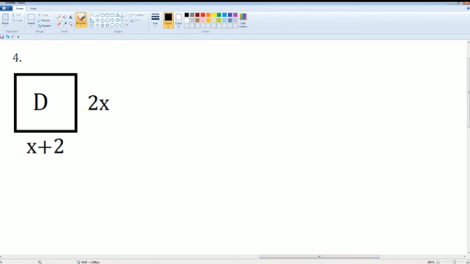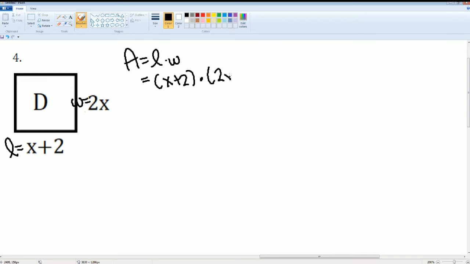Again, here we have area is equal to the length times width. I set this as length and I set this as width. Okay, so length is x plus 2 times width, which is 2x. That's what the area is equal to. Alright, so let's multiply. Ooh, this multiplies to that. So that's just x times 2x. That's it. Then we can do this.